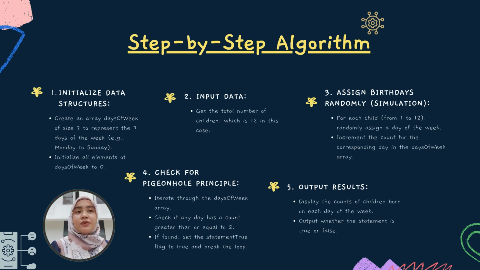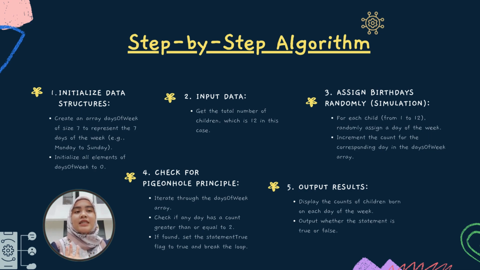The second one is input data. Get the total number of children, which is 12 in this case. The third one is to assign birthdays randomly using simulations. For each child, from 1 to 12, randomly assign a day of the week, and increment the count for the corresponding day in the days of week array.